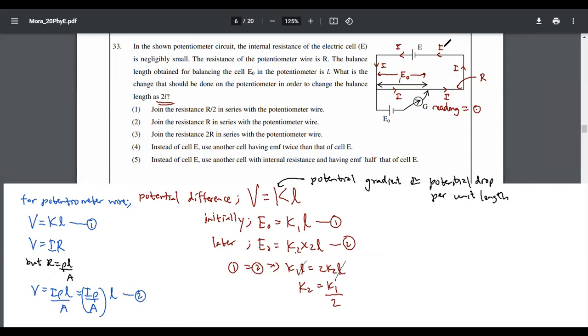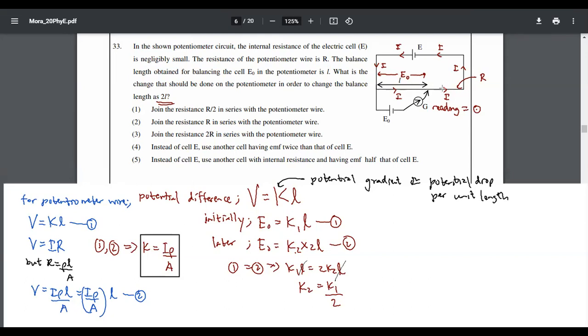Now, when you compare equation 1 and equation 2, you will be able to get an equation for K. What is it? Compare 1 and 2 and tell me what is the equation for K? V and L are same. V equal to KL. V equal to I rho L over A. Therefore, K is equal to I rho over A. Correct? That is K. If you can remember this equation, it will be really helpful for you when you do potentiometer questions.